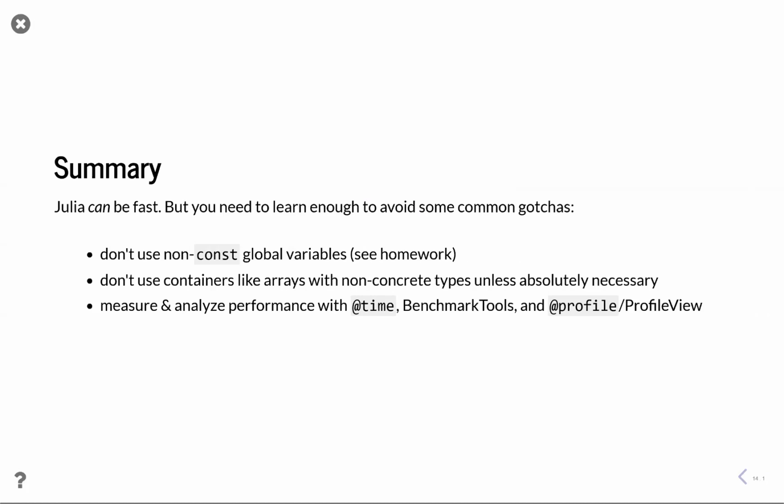Julia, I think as we've shown, can be fast, but in order to use Julia well, you do have to avoid some common gotchas. And one of the most common ones that beginners make is to use global variables that Julia can't infer the type of. On the homework, you'll learn to see that. Julia has a very helpful performance tips page in its manual, and this is the number one item on that page, which is a very, very common gotcha for newcomers.